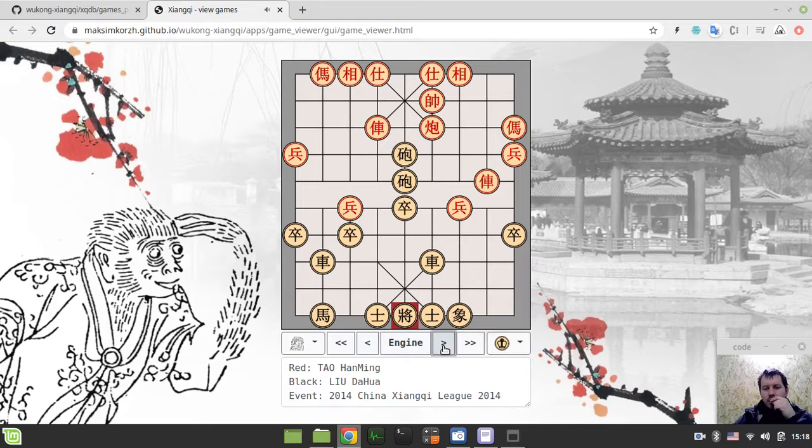So for some reason, here in this position. Ah, hold on a sec. What am I doing, man? If he takes, the pawn recaptures. Ah, what am I doing? Yeah, obviously. I'm sorry, guys.